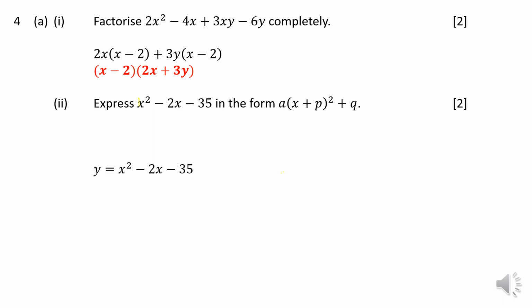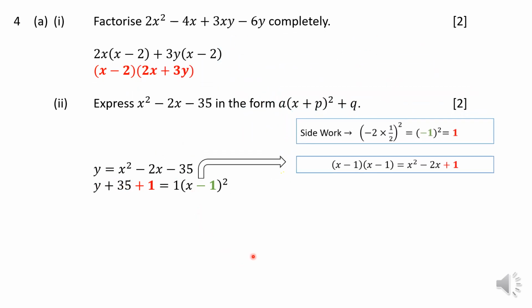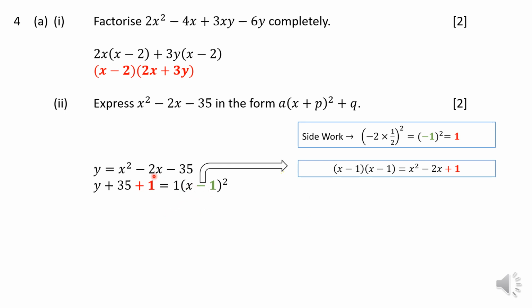This is how I like to approach this particular question. I like to change it to y equals, because it's a function. What I do is I take this minus 35 to the other side, so it becomes y plus 35. Where this 1 is coming from, the one that I'm adding: you always find half of the middle term, half of b. Half of that is negative 1, so that's going to be here.